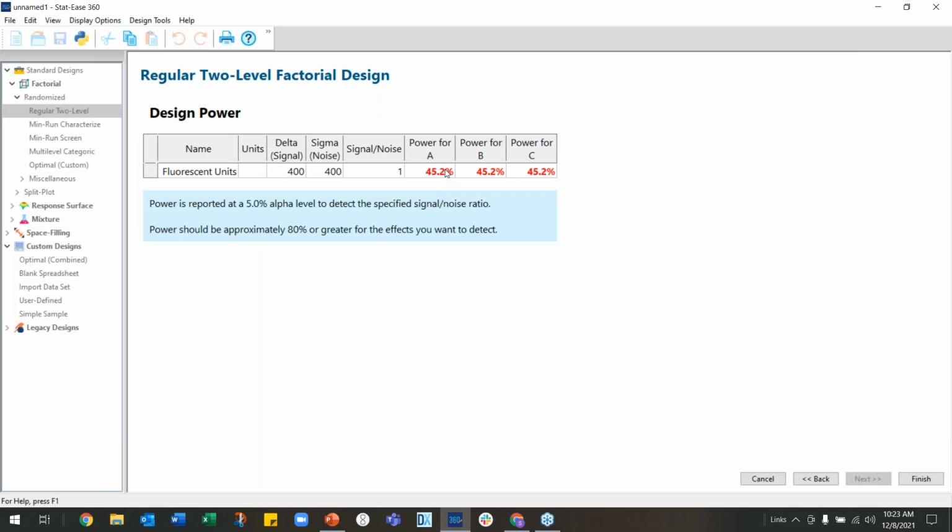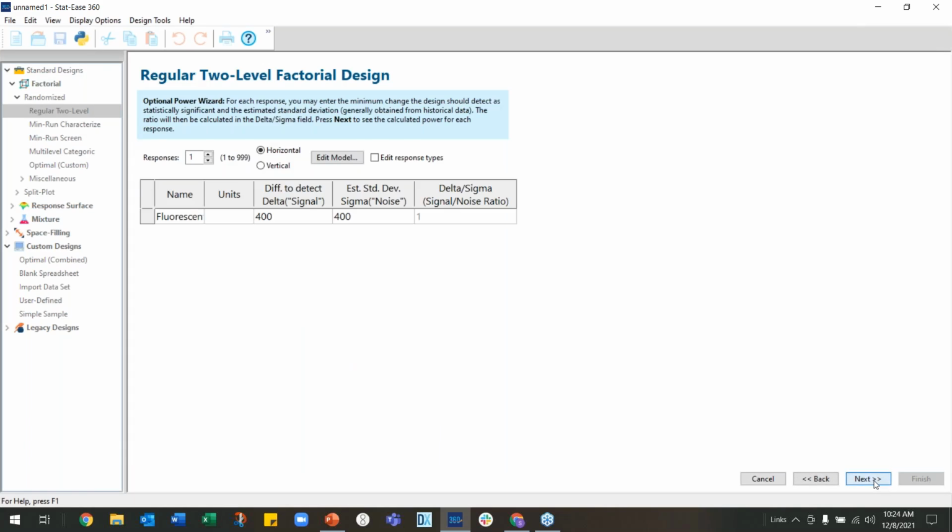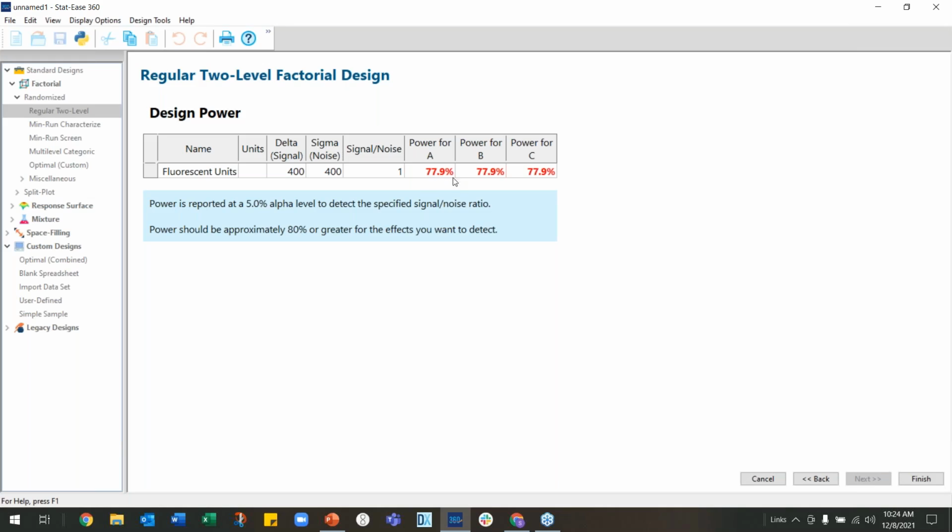And now we're at 45%. So we've more than doubled power. So we're making progress. It's not as good as we would like yet. We can go back. I'm going to kind of jump ahead. I'm going to go up to 4 replicates. Oh, now we're at 77.9%. Now we're getting somewhere. The recommendation is that power should be approximately 80% or greater. I usually say somewhere in the 75 to 80% range is good. Note that these numbers are going to be red as long as you are below 80%. As soon as they go above, then they'll turn black.